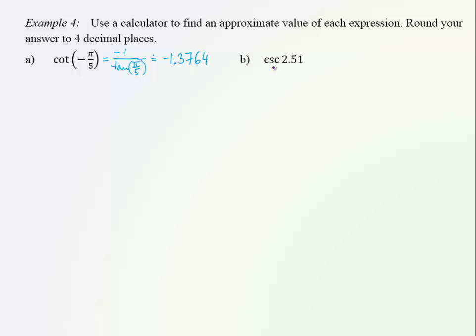1.3764. Similarly, cosecant, change it into 1 over sine of 251. Make sure that your mode is in radians, and then evaluate. That's approximately 1.6937 up to 4 places.